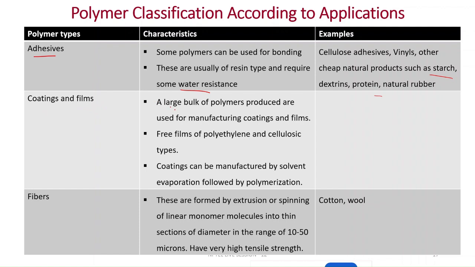Coating and film purpose. A large bulk of polymers are used for manufacturing coatings and films. Free films are polyethylene and cellulosic types, and coatings can be manufactured by solvent evaporation method followed by polymerization. For the use of fiber, they are formed by extrusion or spinning of the linear monomer molecules into thin sections of diameter range of 10 to 50 microns, and they have very good tensile strength, like cotton and wool.